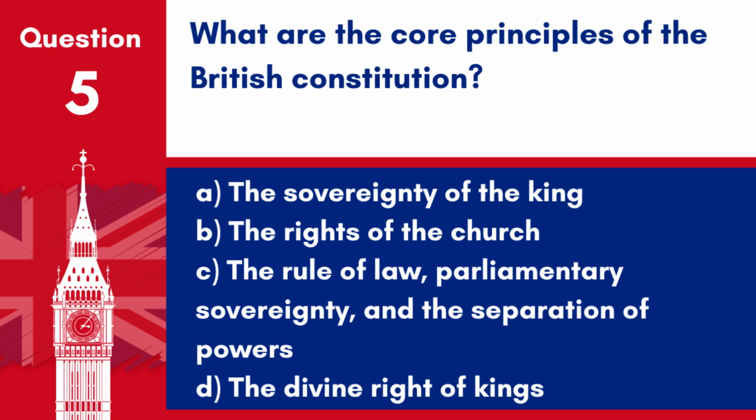Question 5. What are the core principles of the British Constitution? A. The sovereignty of the king. B. The rights of the Church. C. The rule of law, parliamentary sovereignty, and the separation of powers. D. The divine right of kings.